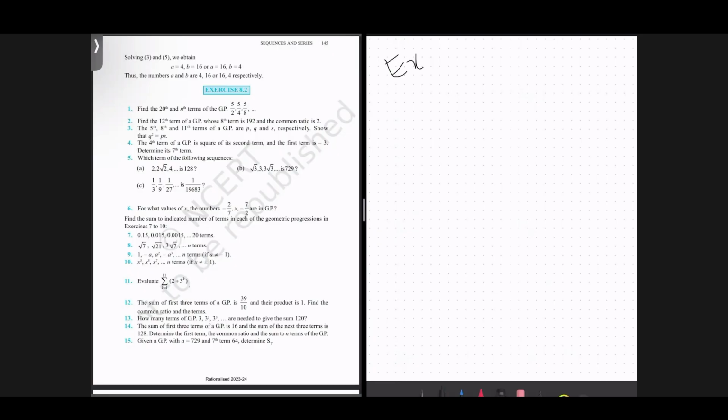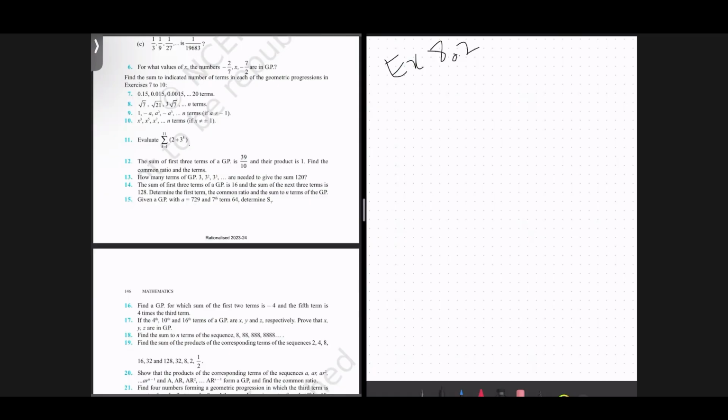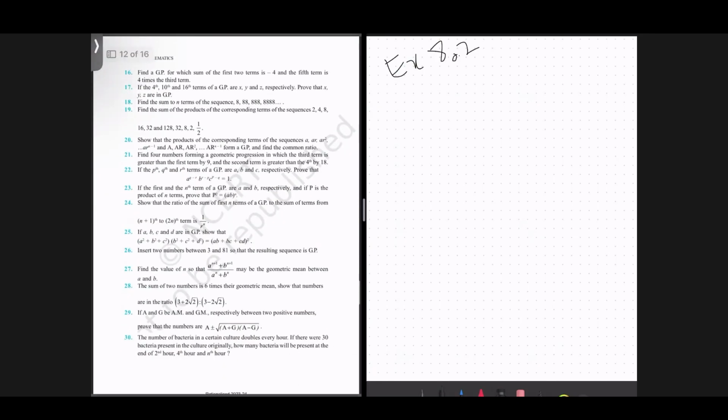In exercise 8.2, we saw the first 16 odd questions. The last question that we solved in this exercise was: find a GP for which the sum of first two terms is -4 and the fifth term is 4 times the third term. This was the last question that we solved, and moving further, we are going to solve the remaining ones, right?